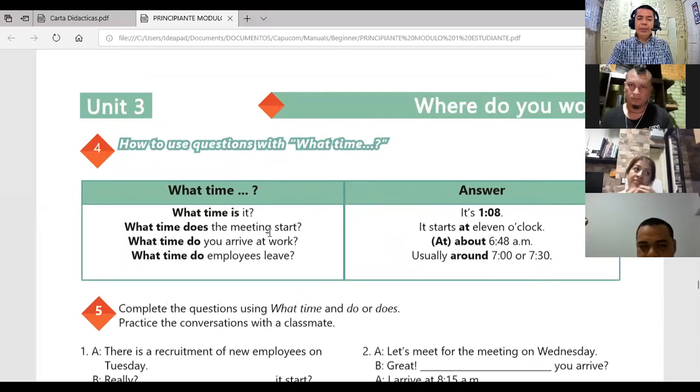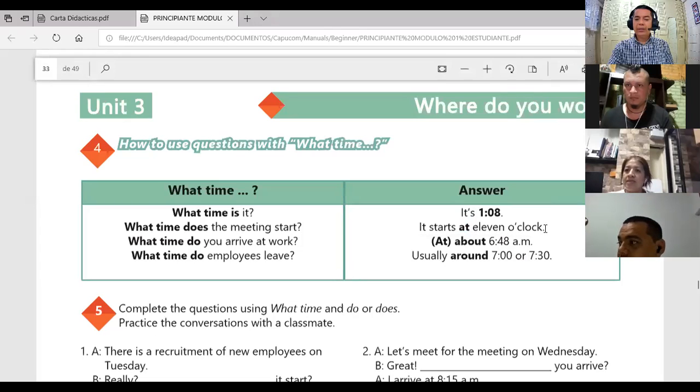What time does the meeting start? It starts at 11 o'clock. What time do you arrive at work? At about 6:48 a.m. What time do employees leave? Abandonan, dejan, terminan de trabajar, leave, right? Usually around 7 or 7:30. Good. Now repeat after me, please.